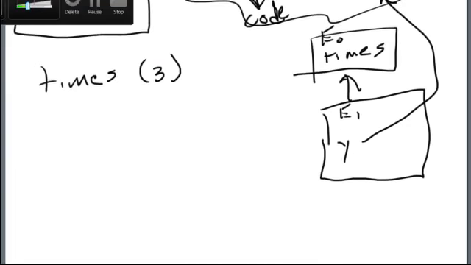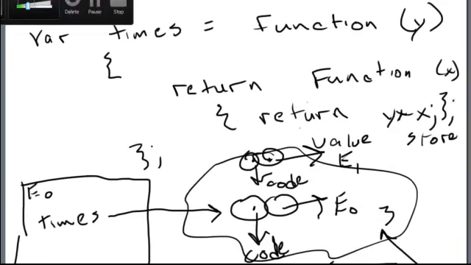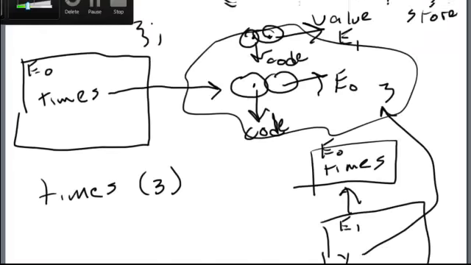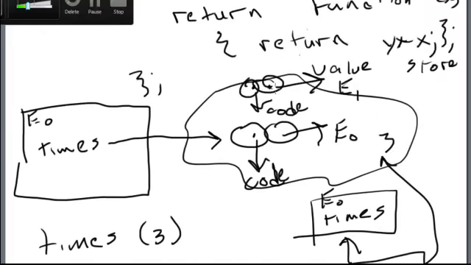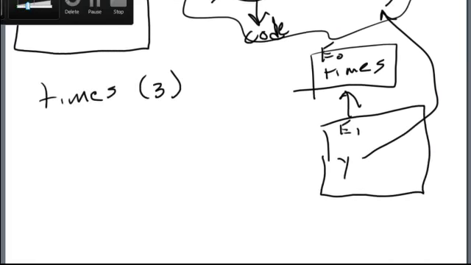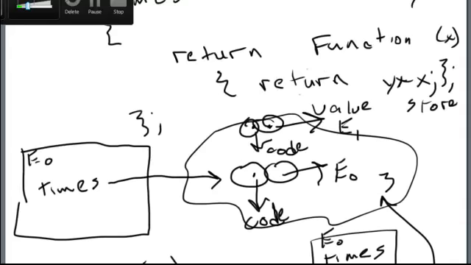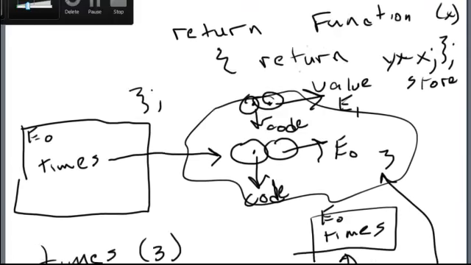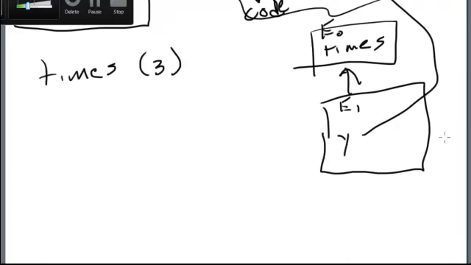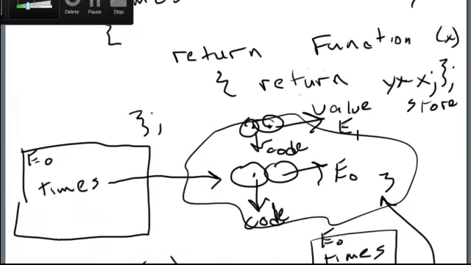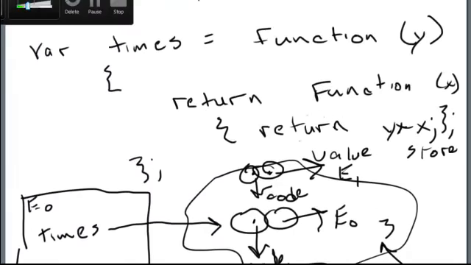And I know it's confusing, and I'm running out of time. This process of packing environments together with the code is called closure. And this is the environment model. So I have this new function, and this new function gets passed outside when I call this function.